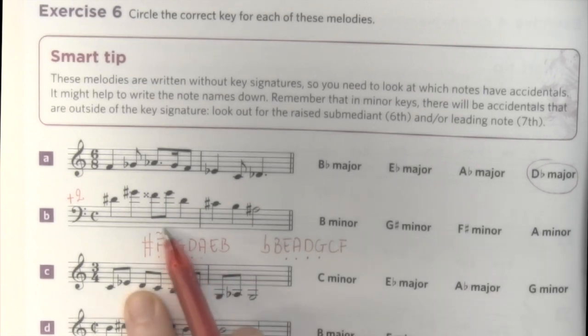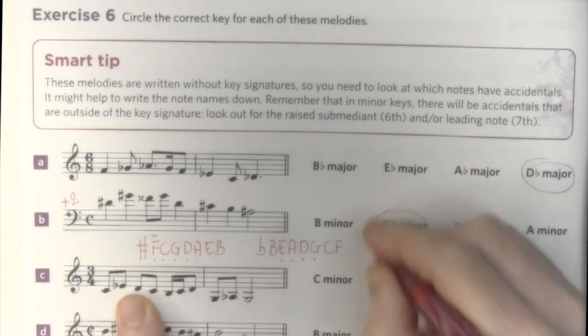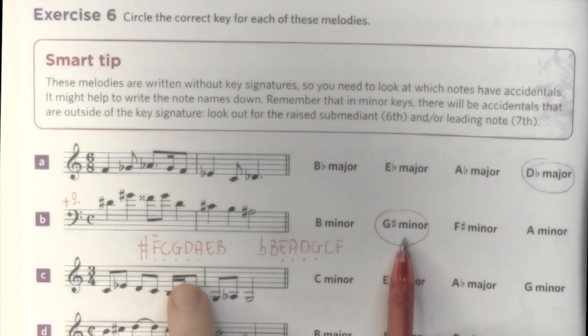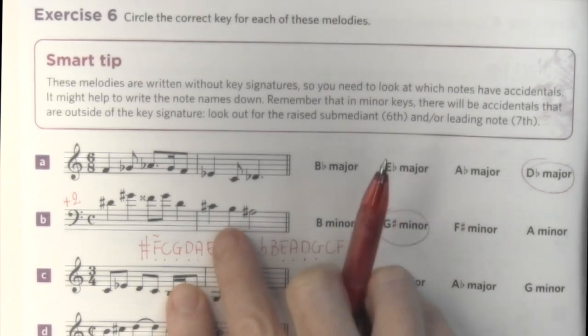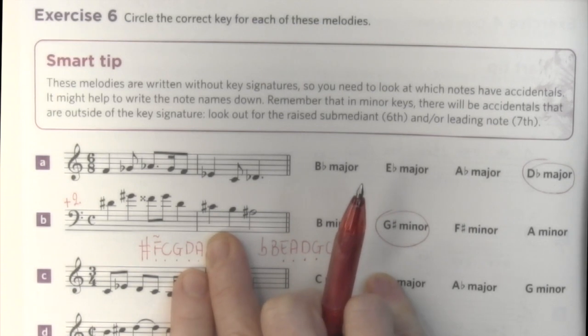Now, when we have the double sharp, this is the leading note. So Fa double sharp is the leading note of G sharp minor. G sharp minor, I am going to circle it because this is the only answer that we can have here. G sharp minor is the relative minor of B major, and B major has 5 sharps. B minus 1 semitone, A is the last sharp in our key signature.